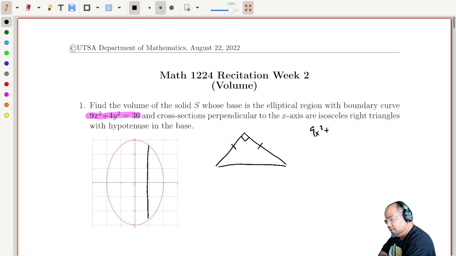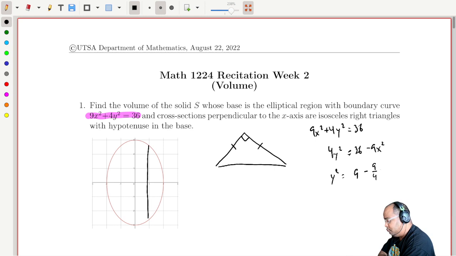We have 9x squared plus 4y squared equals 36. That's the equation of an ellipse. And we'll go ahead and subtract 9x squared from both sides. We have 4y squared equals 36 minus 9x squared. Now I'll divide both sides by 4. So y squared is equal to 36 divided by 4, that is 9, and 9 over 4 is just 9 over 4. And now I'm going to go ahead and take square roots. Let's go ahead and write out both square roots here. We'll have plus minus the square root of 9 minus 9 over 4 x squared.